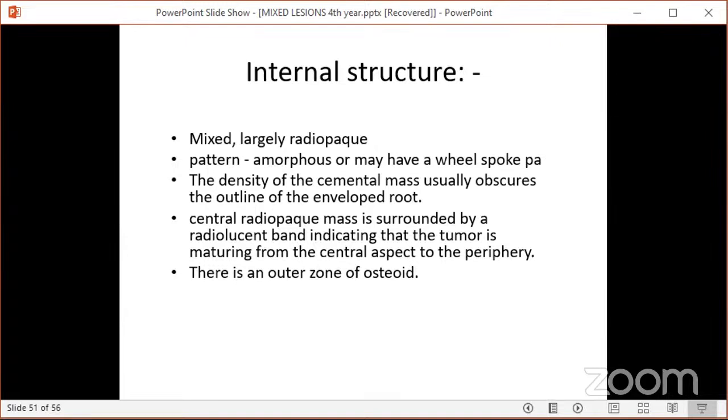You'll find an outer zone of osteoid, the area that is not well mineralized with less calcification, so it will appear radiolucent. It's often surrounded by a diffuse area of sclerotic bone. This is reactive bone that is reacting to the tumor that is growing and dissolving bone. The normal bone reacts and becomes sclerotic.